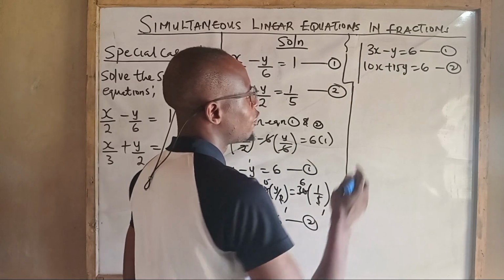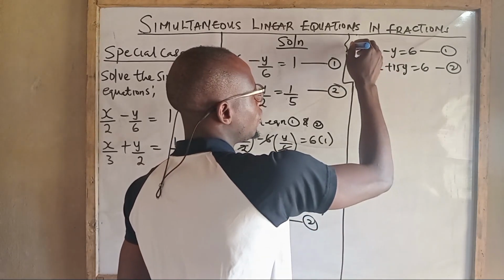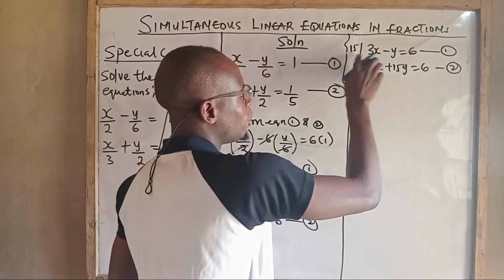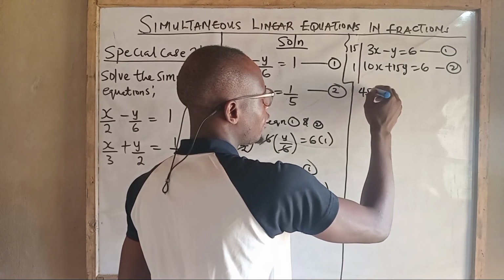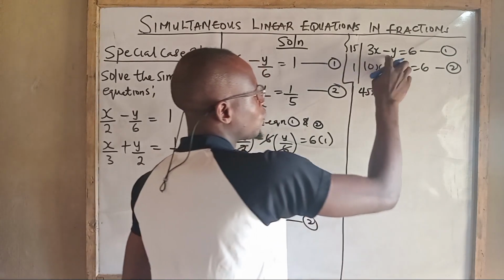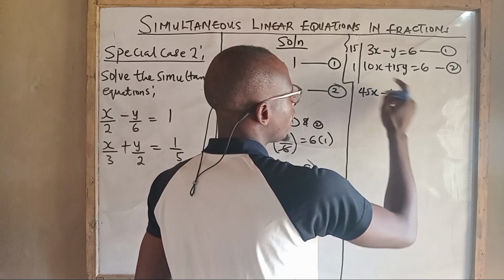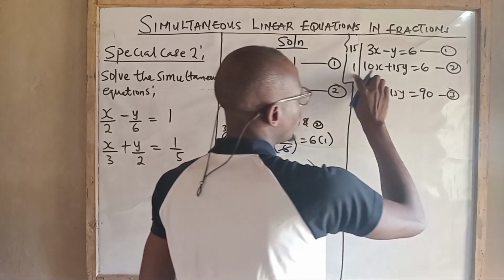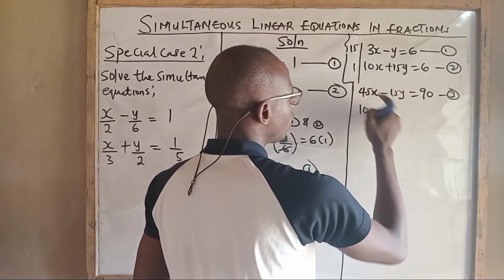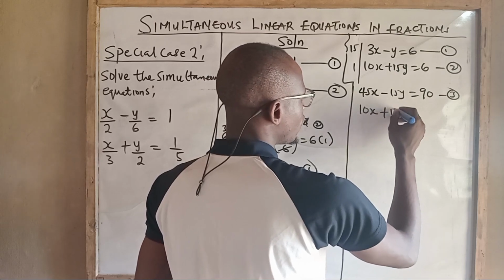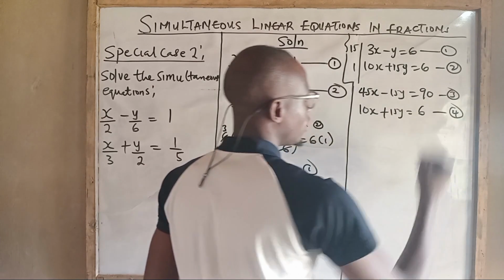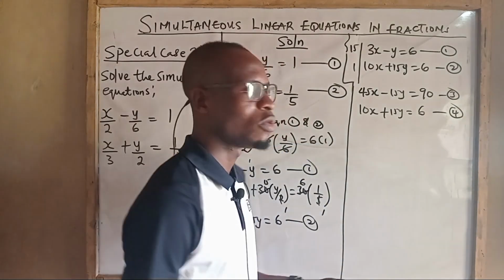To eliminate y first, the coefficient of y here is what? 15. Put the 15 here. Coefficient of y here is what? 1. Put the 1 here. So 15 multiplied by 3x gives us 45x. Then 15 times y gives minus 15y. 15 times 6 gives what? 90. And that's equation 3. 1 times 10x gives 10x. 1 times 15y gives plus 15y. 1 times 6 gives 6. That's equation 4. Now you discover that the coefficients of y are the same.